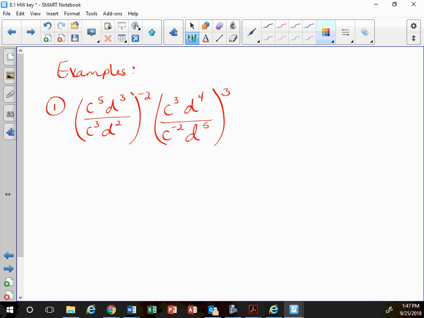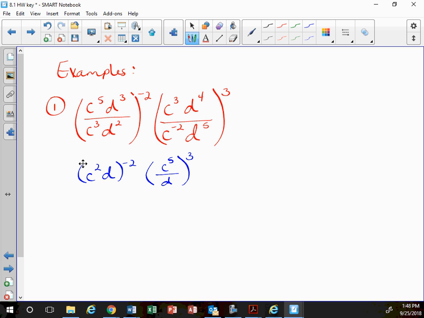Okay, I'm going to start by simplifying within each parenthesis. So this first one, I'm going to have C squared D all to the negative 2. Wait, is D to the 1 with J? Yes, that's fine. All right, the second one, I'm going to get C to the 5th over D all to the 3rd. Oh, see, that's why I messed up. Okay, baby steps.